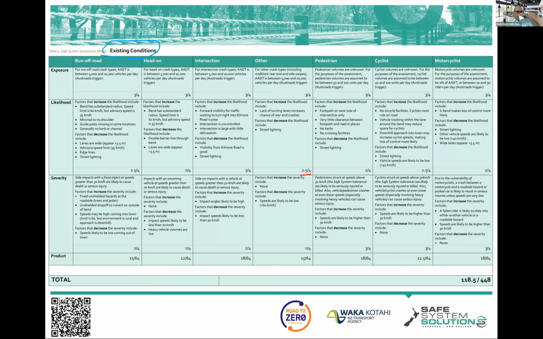And you can see there a score of 118.5. Now, I saw a question had come in over the break there. Have I ever come across a perfect score of 448? Well, a score of 448 would be perfectly bad. That would be the worst alignment with safe system principles, because remember, the lower the score, the better. Have I ever seen a 448? No. Have I ever seen a 0? No.